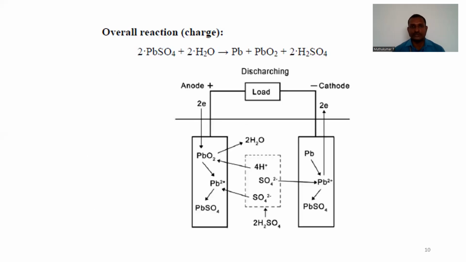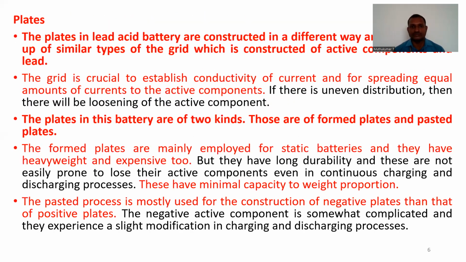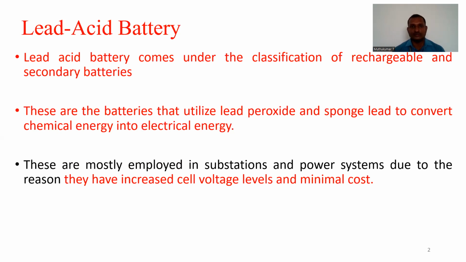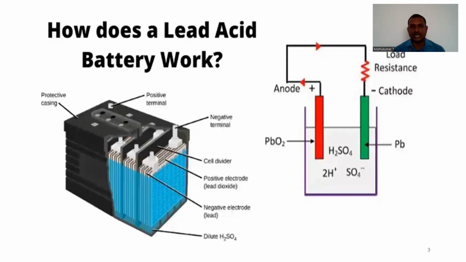So I'm going to conclude the topic. The lead acid battery is a rechargeable, secondary battery. The major components of the battery are the electrodes, that is anode and cathode. The anode is made up of PbO2, the cathode is made up of Pb. Another important component is the electrolyte, that is sulfuric acid.